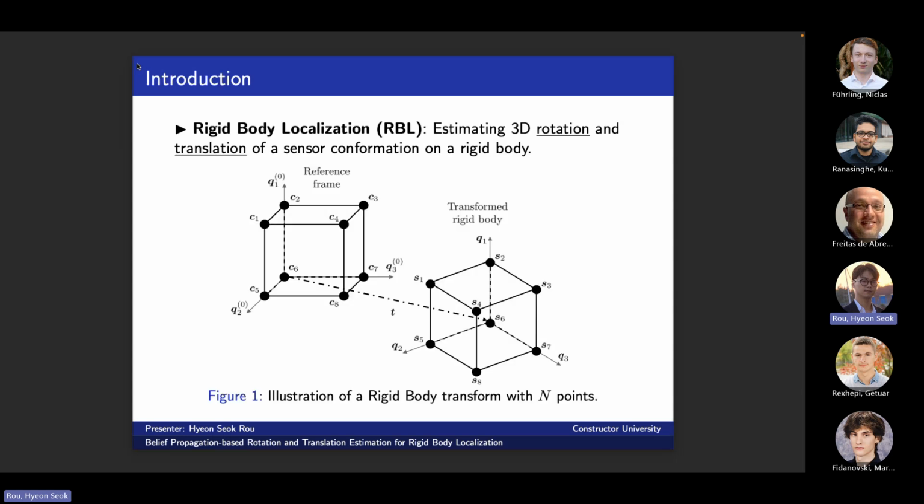So first of all, this rigid body localization is a recently proposed idea, recently gaining high attention, because it can estimate directly the 3D rotation and the translation of a given sensor conformation or an object like a rigid body. And this is different to the classical radar or even ISAC paradigms where you typically just estimate the range, the angle, the bearing, and the Doppler shift in terms of the velocity.